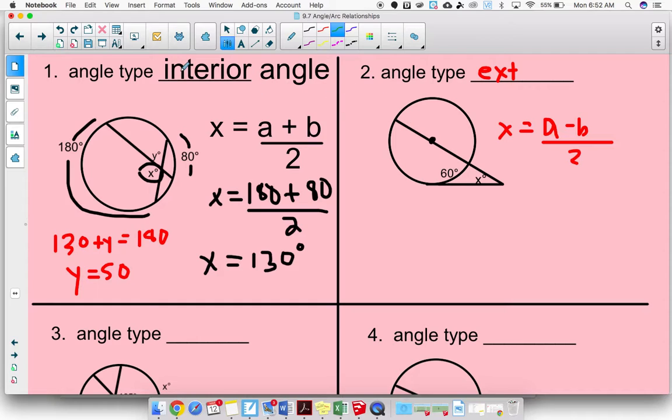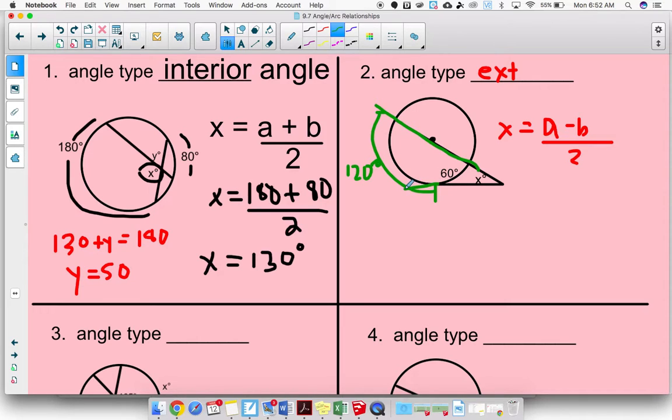What I want you to notice is when you see a diameter like this, you basically have half the circle above it and half the circle on the other side. So that means together, this angle plus the 60 have to add up to 180 degrees. So what's left here would just be 180 minus 60. So that's 120 degrees.